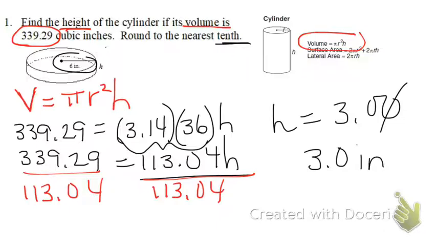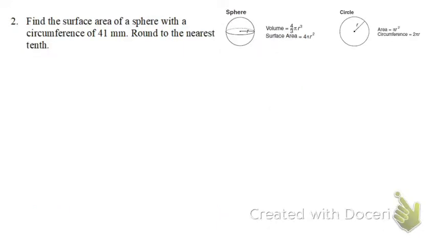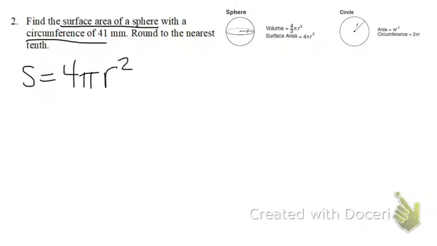Moving on to number 2. Okay, this problem mentions two different geometry formulas, and I'm just going to write them both down. I'm going to need surface area of a sphere and circumference of a circle. So write down both formulas, doesn't matter which order. Surface area of a sphere is 4 pi r squared. Circumference of the circle in the middle is 2 pi r.